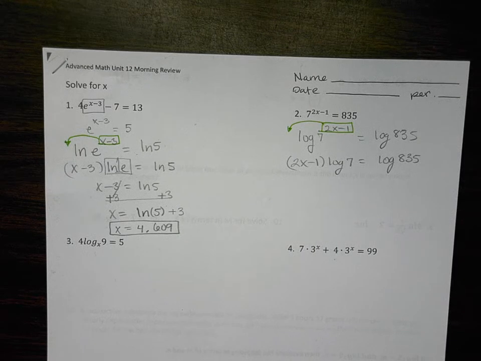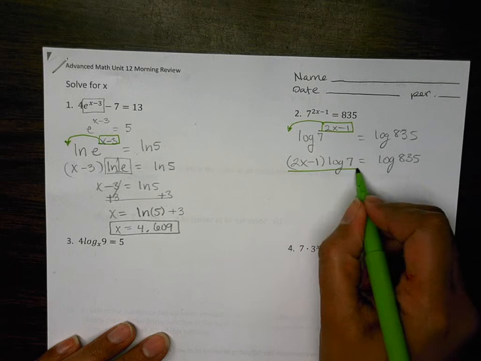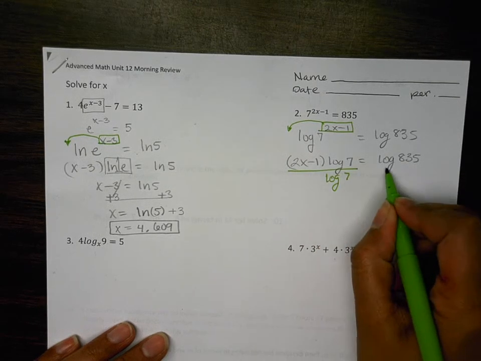No. You have choices. Anyone know what you can do? Divide is the easiest thing. If you wanted, could you calculate log 7 as a decimal and distribute? Yeah, I'd rather not. Are you guys okay if we divide log 7 to the other side? All right. Plug it in your calculator. Remember to close your parentheses before you hit divide.